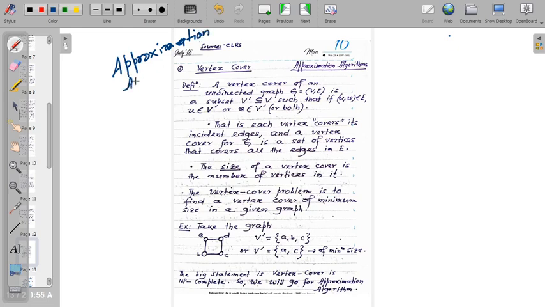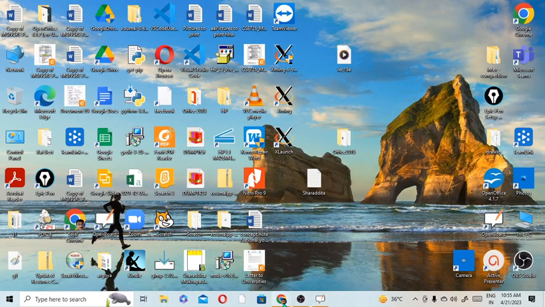Approximation algorithm we should be studying. And here we will be studying one problem called vertex cover. You have perhaps got the idea of vertex cover in NP completeness. But anyway, we will be discussing what this vertex cover is, even if you haven't encountered it in NP completeness.